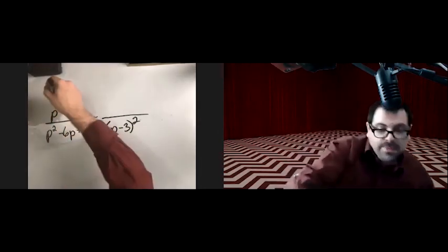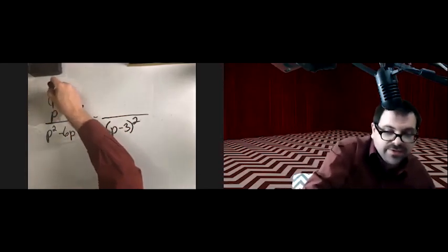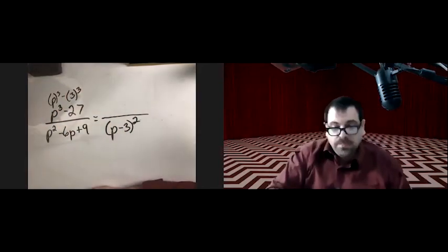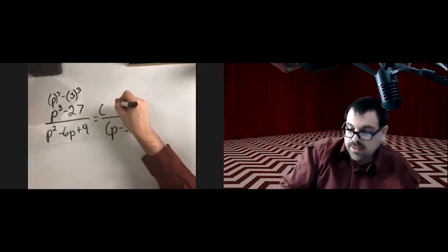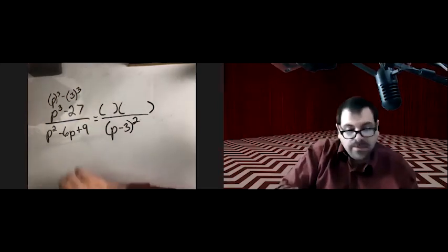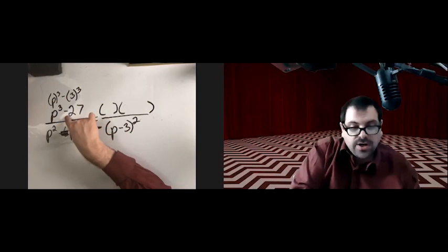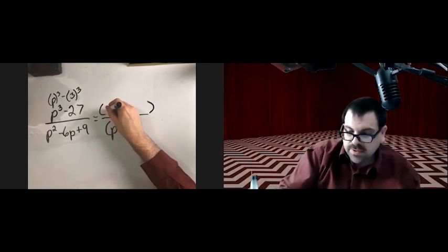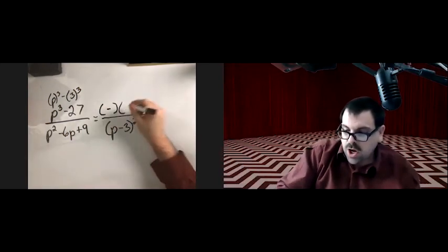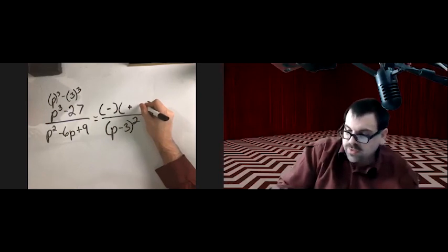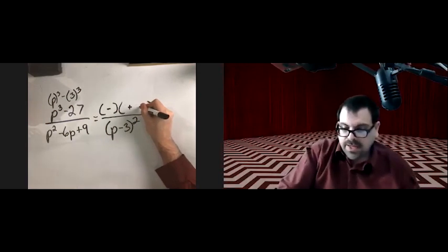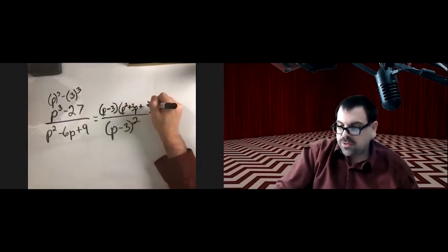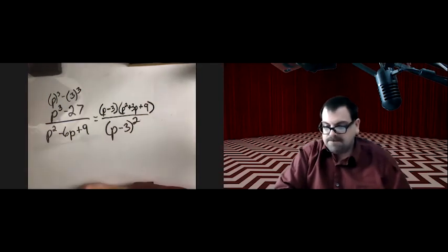On top, p cubed minus 27 is a difference of cubes. The two things being cubed are p and 3. Set up our SOAP formula. We're starting with subtracting 2 cubes. So same as the minus, opposite of the minus, always plus. P and 3, p squared, 3p, 3 squared. 3 squared is 9.